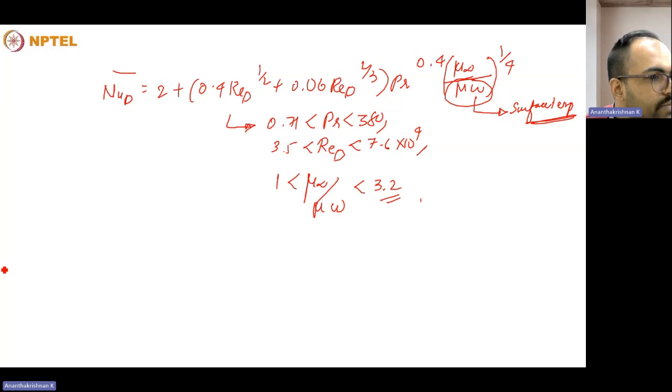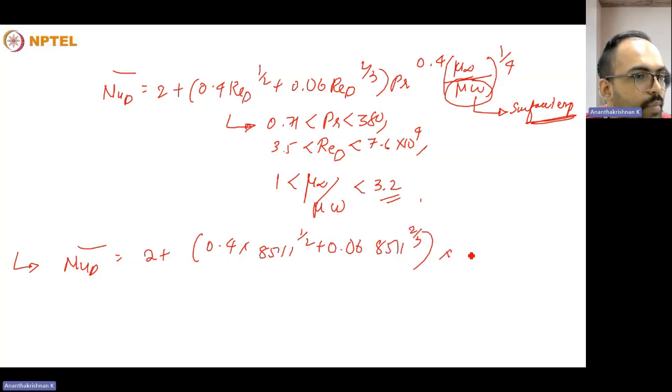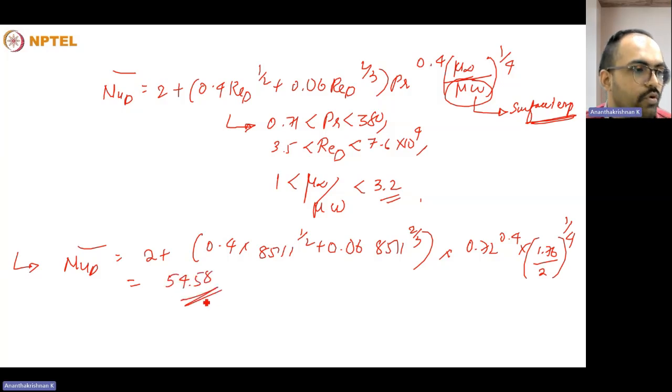So we can calculate the Nusselt number value based on this. Nu d bar is equal to 2 plus, that's why we initially calculated all the properties at infinity, 0.4 into Reynolds number 8511 raised to 1 by 2 plus 0.06 into 8511 raised to 2 by 3, Prandtl number 0.72 raised to 0.4, mu infinity by mu w, 1.676 raised to 1 by 4. So this Nusselt number value is given as 54.58.